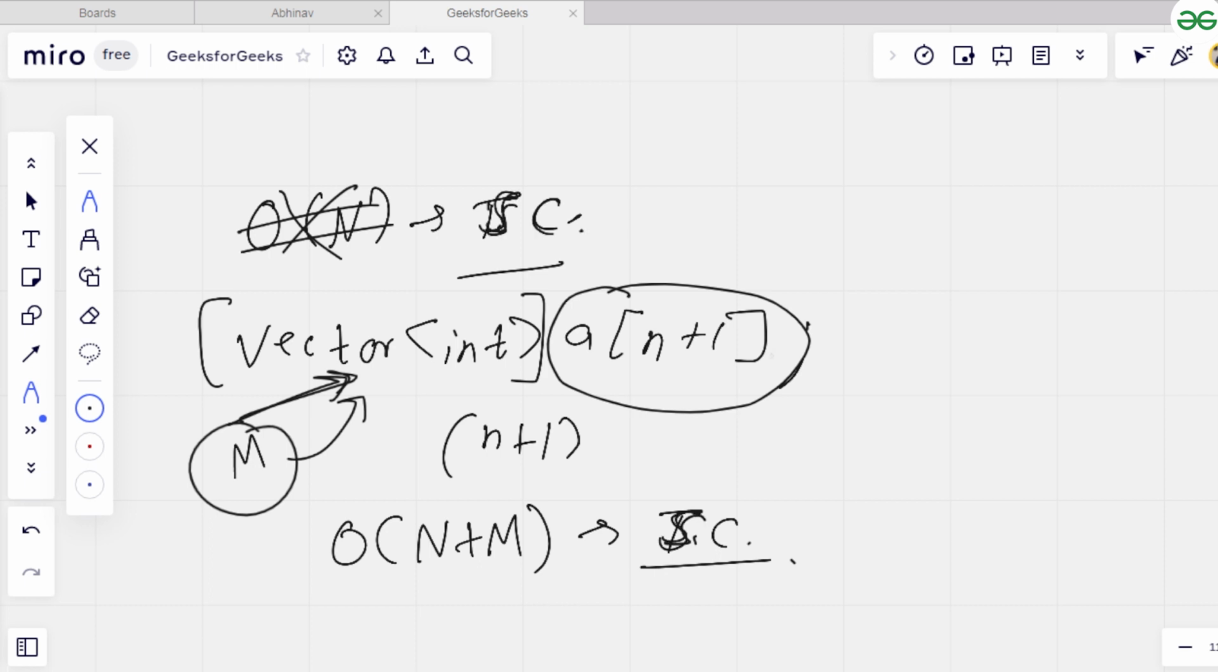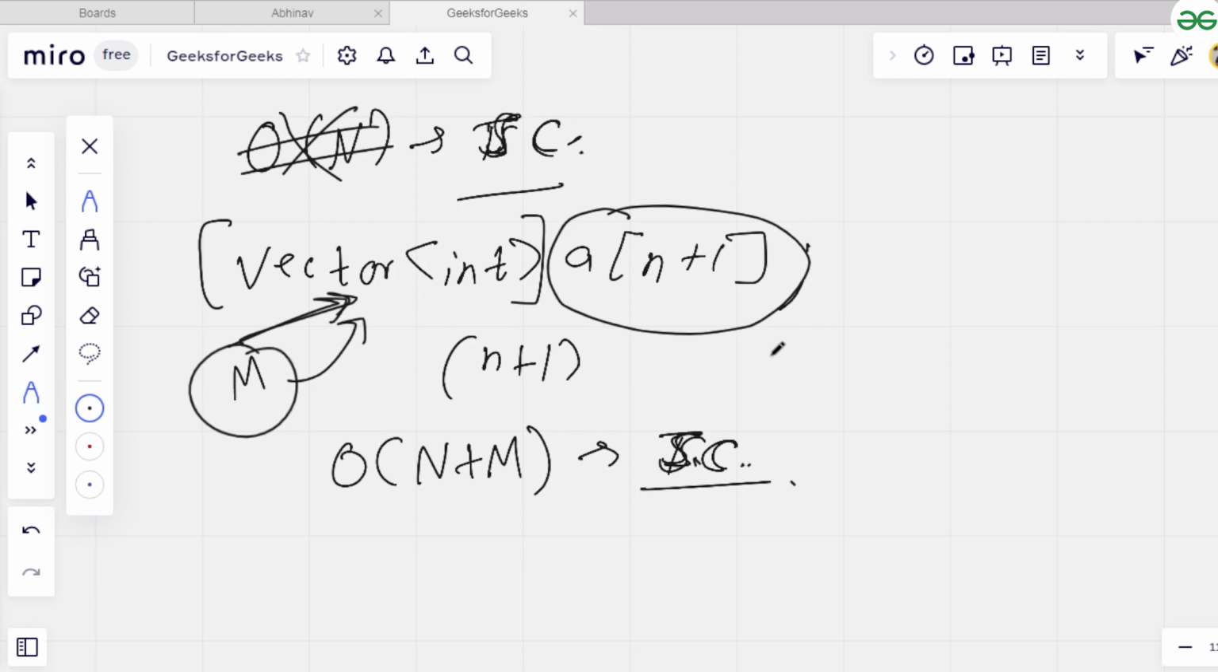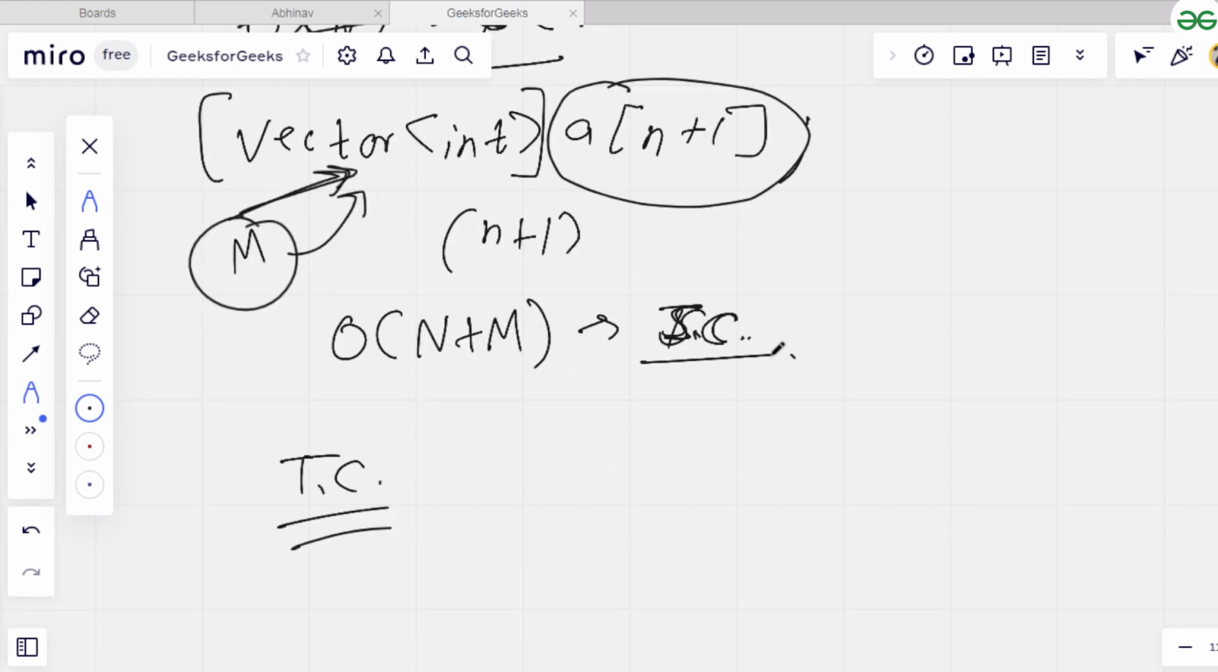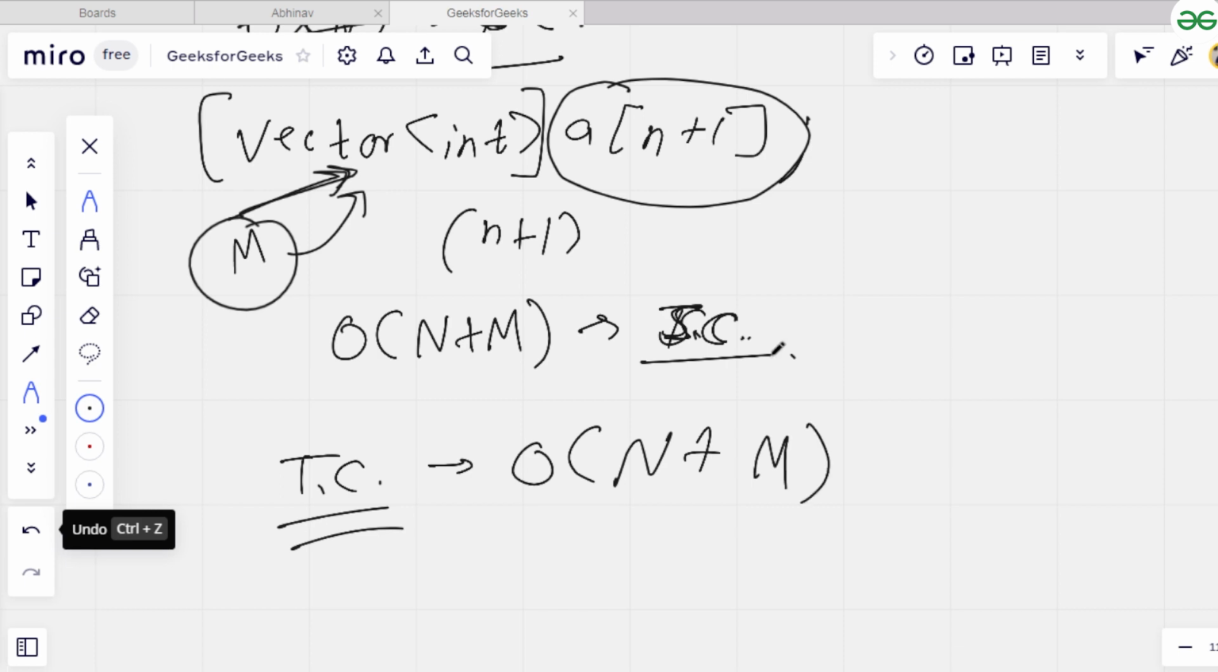And if I talk about the time complexity, what we have done is we have created a function and recursively called it for each and every node, and for each node we have called it for each and every child of that particular node. So the time complexity will also be O(n + m). Okay, so this is the time complexity and space complexity for the given solution.